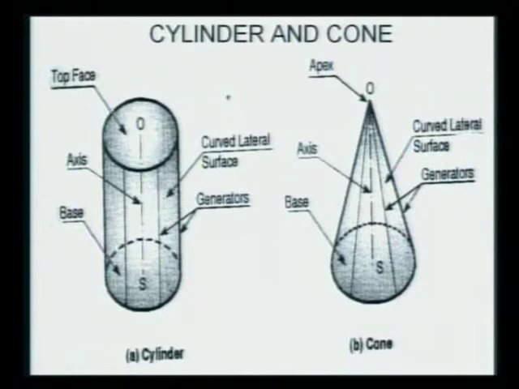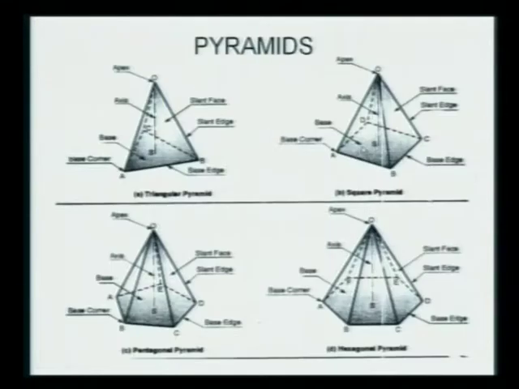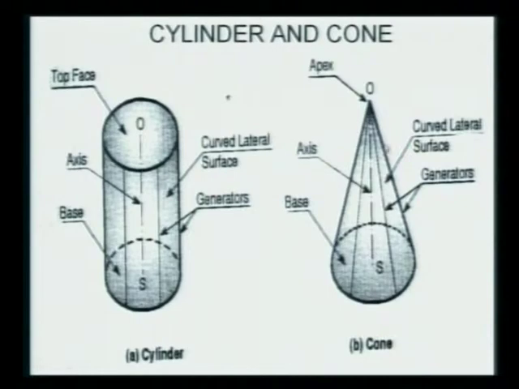Curved lateral surface, generator, base, and this is a circumferential base. Now, in the case of a cone, the cone also has an apex, like a pyramid. See, in the pyramid also there is an apex, and in the cone there is also an apex. Then what is the change?